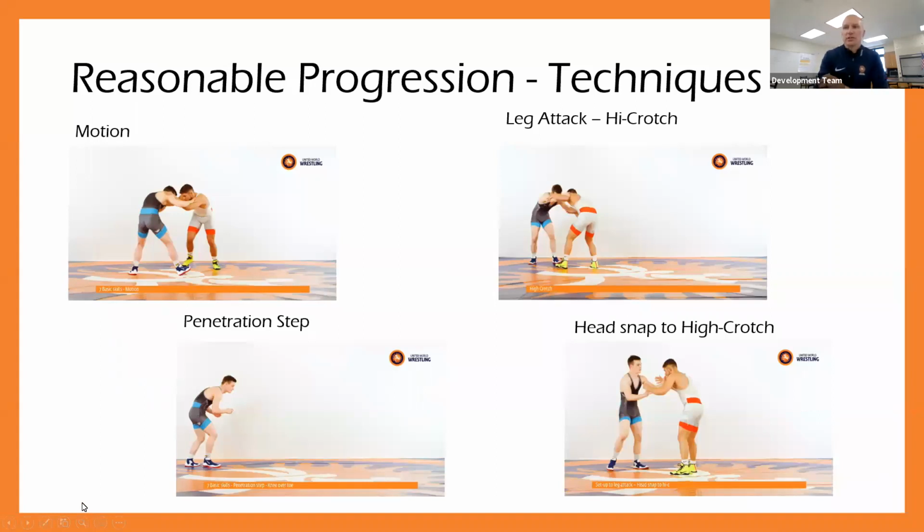The next part here is called reasonable progression through techniques. I think one of the things that we as coaches have to make sure that we are always looking at is, is this being done in a reasonable progression? That you're not taking something that's more advanced and immediately putting newer athletes into those more advanced techniques. They're not ready for that. And so as a coach, you have a responsibility to teach things in what's considered a reasonable progression.